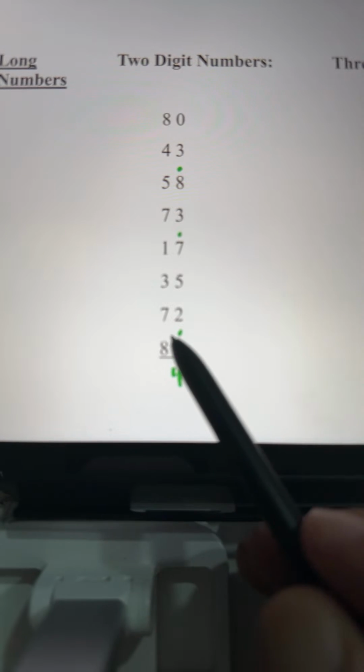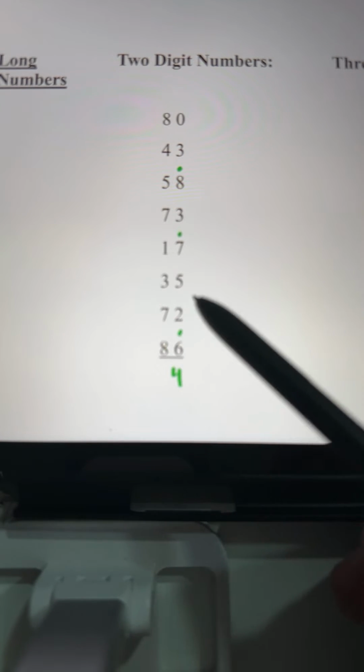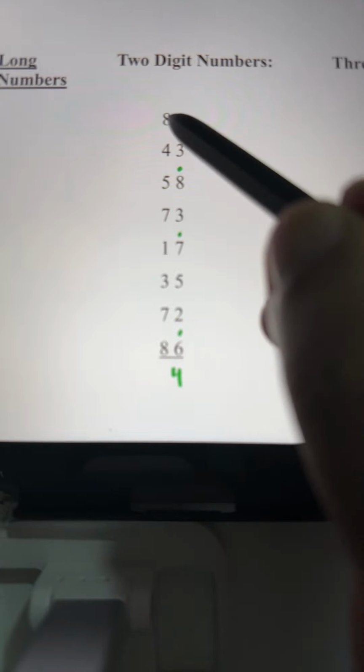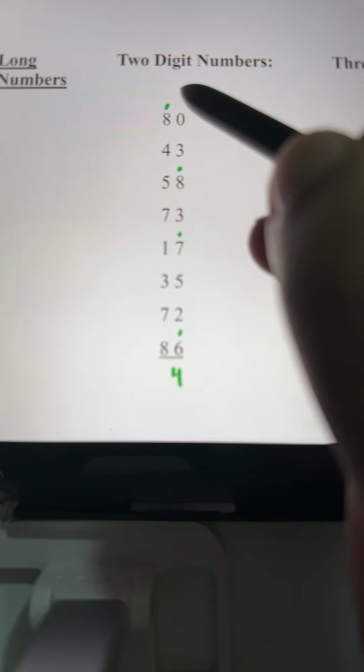Now, when we go to the left column, we count the dots in this column. 1, 2, 3 dots we have. We start with that 3. 3 plus this 8 is 11. That is dot 1. So I'll put dot here. I have 1 now. 1 plus 4 is 5. 5 plus this 5 is 10. That is dot. So I'm left with nothing.